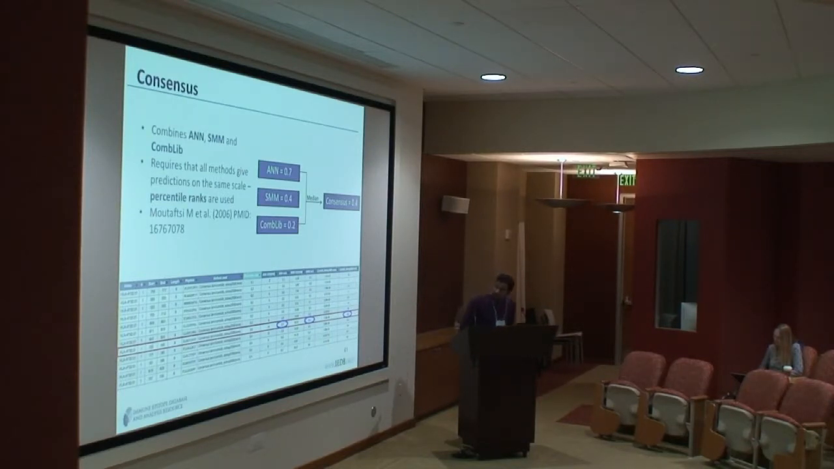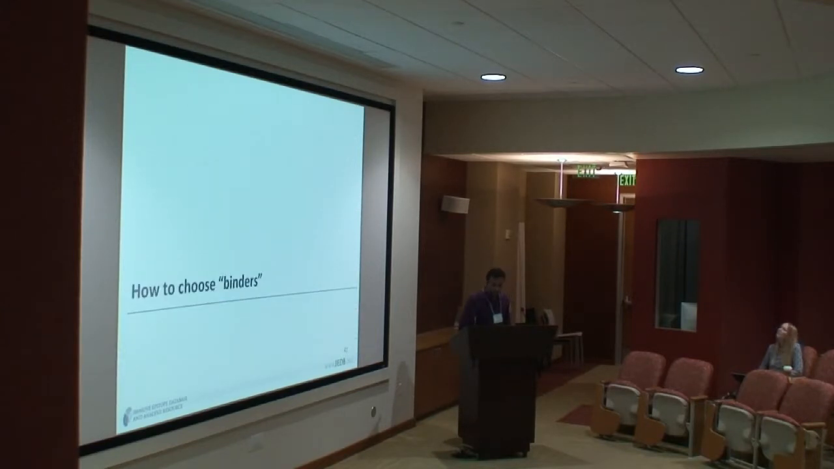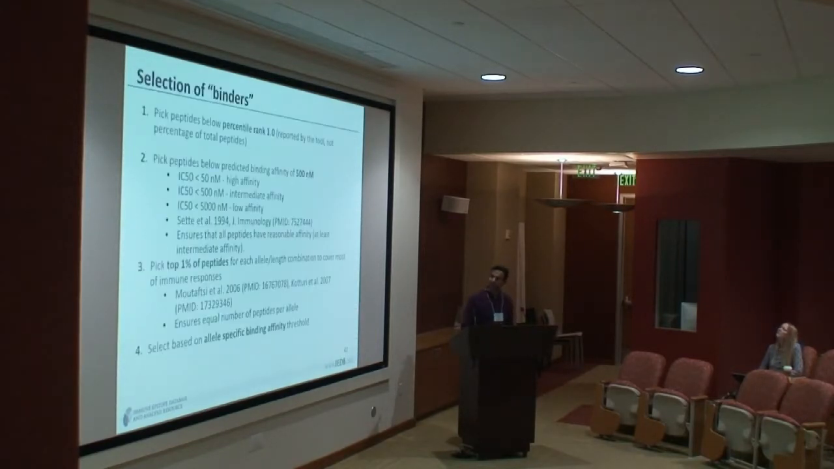So moving next to how to choose the binders. There are three different approaches that you can use for selecting the binders. Either you can choose all the peptides that have a rank less than 1. You can also choose the top 1% of the peptides. There are some reports that pick the top 1% of the peptides in their sequence. But in this case, the top 1 percentile means it is the top 1% in a large random set.